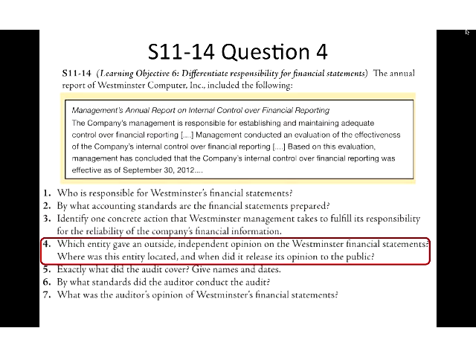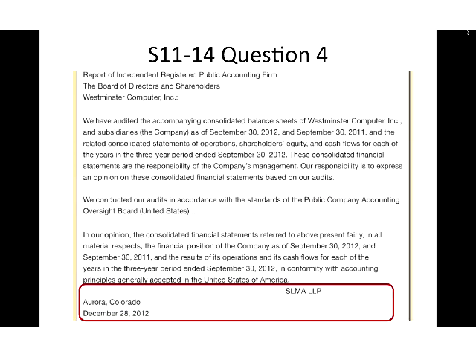Okay. So the question here is, which entity gave an opinion, where was it located, and when did it release its opinion? So looking at that audit report, it's located in Aurora, Colorado. The audit firm is located in Aurora, Colorado. And the date of the report is December 28, 2012. Okay, so for that question, we can answer everything based on the bottom of the audit report. That's where you're going to see the name of the firm, the date, and where the firm's located, or the headquarters for the office that did the audit.